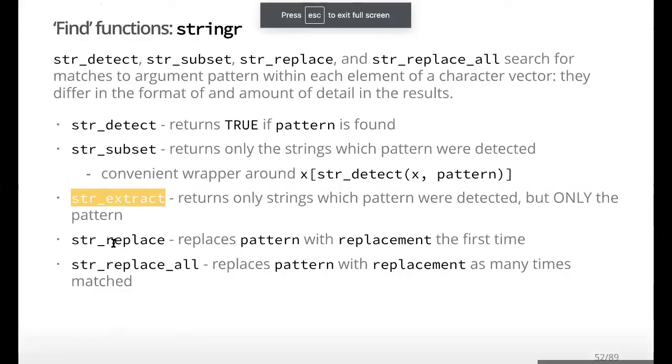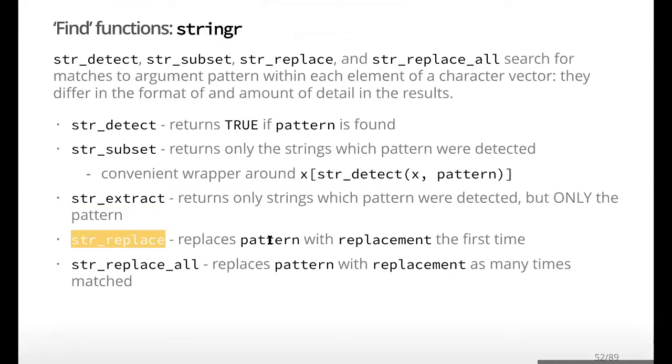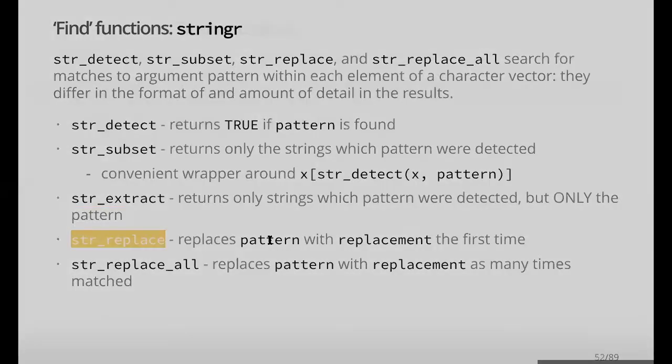So str replace replaces a pattern with a replacement the first time it finds it. So if you want to replace every letter A with the letter B, it'll look through all of them and change all the A's to B's. Str replace all will find every single instance of it and do the replacement.